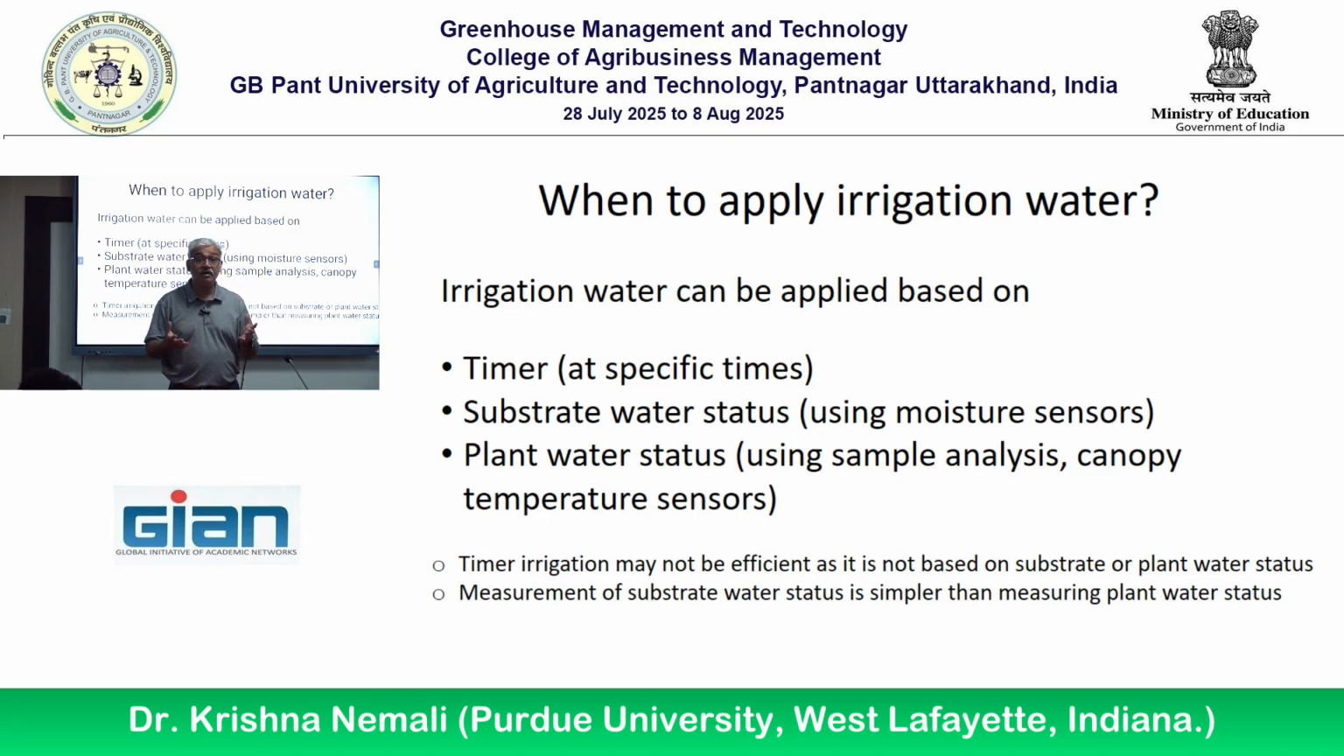End of the day, what matters is what plants want, not what is there in the substrate, not what the timer is telling, right? So this is the most accurate method. The third method is plant-based systems. And I'm going to show you an example on how to do that too with some pictures. Okay. So there are three ways you can determine when to add water.